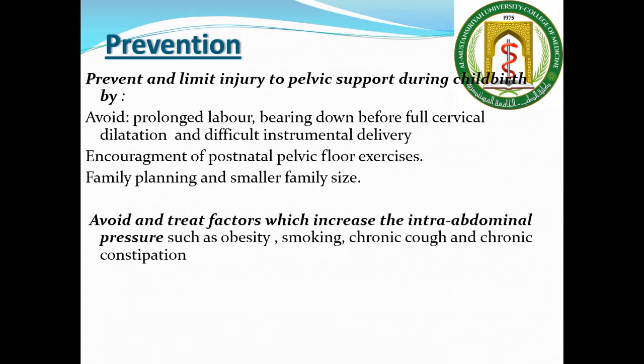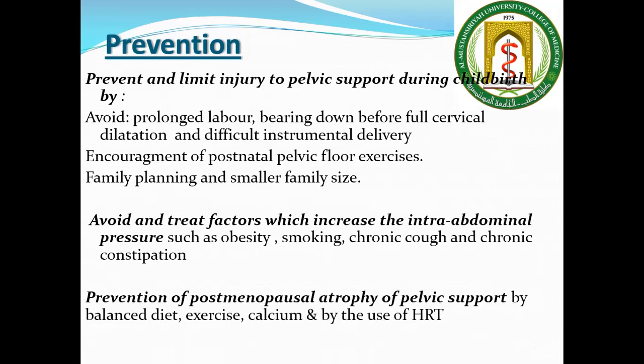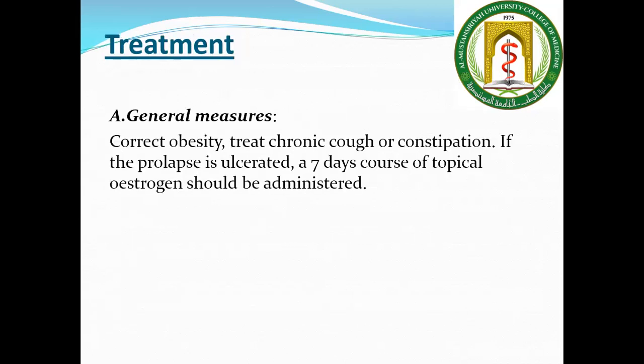Avoid and treat factors which increase the intra-abdominal pressure, such as obesity, chronic cough, constipation, and smoking. And these simple measures may play a role and may improve the condition significantly. Prevention of postmenopausal atrophy. Although the evidence to support this is minimal, we ask patients to take a balanced diet that contains estrogen, exercise, calcium, and the use of hormone replacement therapy. These may play a role in the prevention of prolapse.